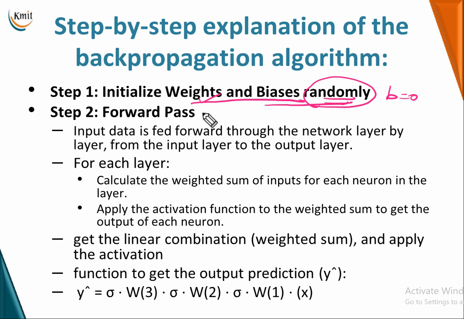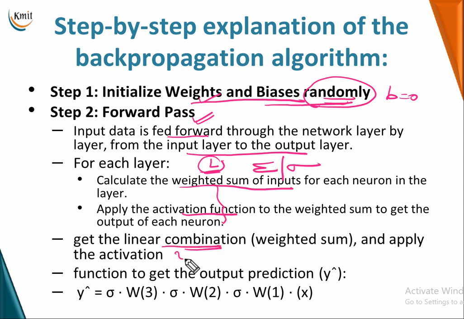Once you initialize your weights and biases, you are going to apply the forward pass. The input data that is given is fed forward through the network layers, from the input layer to the output layer, and for every layer in between you calculate your linear function, that is the weighted sum of inputs of each neuron in the layer. Once you get that linear function of summation, you simply apply the activation function to it. We have been doing this, right? So you get a linear combination, and you apply an activation function in order to get the predicted output.